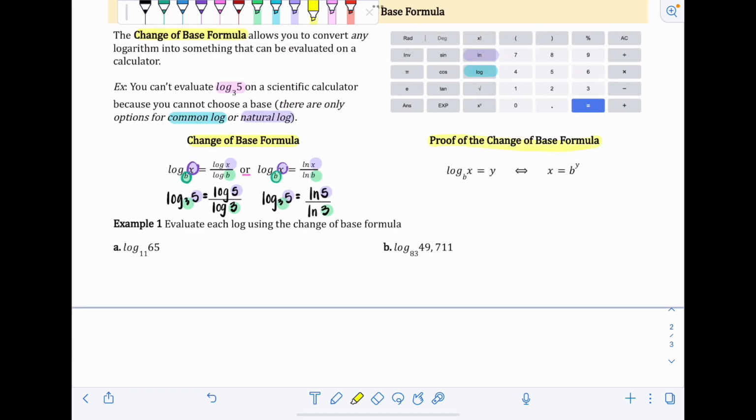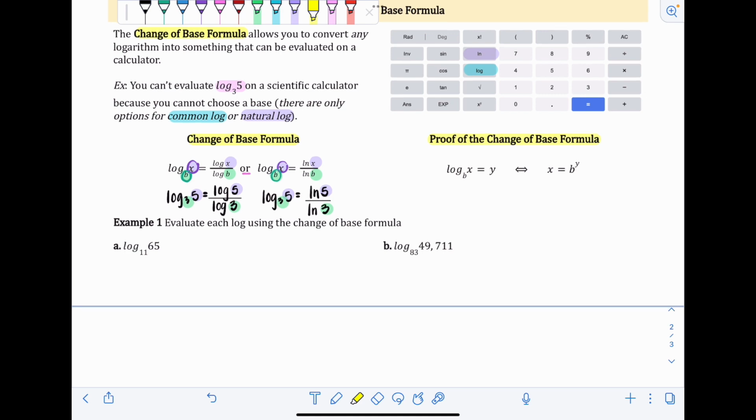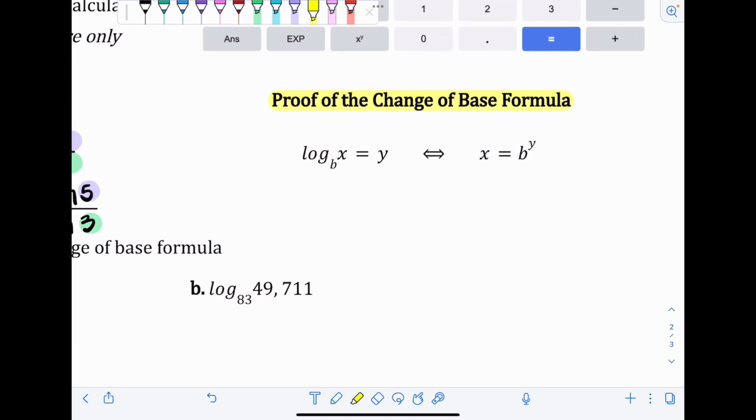So next we're going to prove the change of base formula. In order to do that, we're going to start off with those formulas that we were using when we were first learning to convert between log and exponential form. So I have log base b of x equals y, and then the exponential form of that is x equals b to the y. Remember that the base of the log will match the base of the exponential. And in log form, the variable that's by itself, in this case the y, ends up being the exponent from exponential form. So they're the same equation, just in different form.